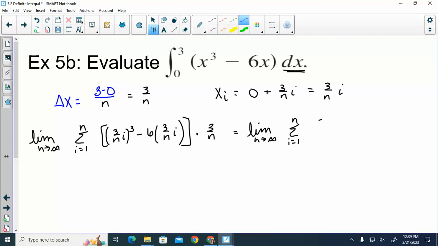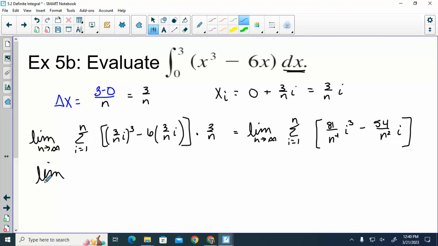So if we start multiplying this stuff, 3 cubed is 27. I'm going to go ahead and multiply this by the 3 over n. 81 over n to the 4th i cubed minus 54 over n squared i. You guys with me there? Yep. So now we do the summation formula.